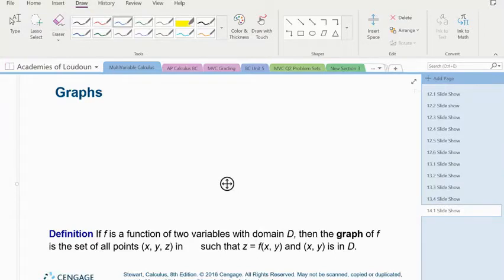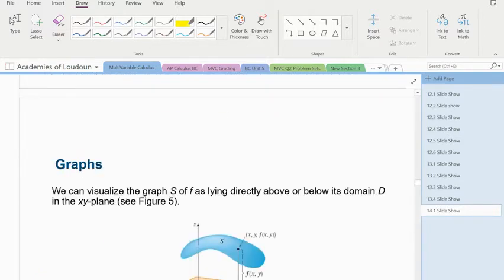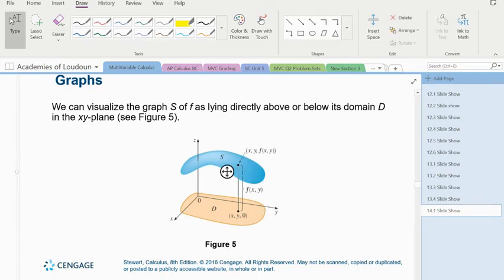Another way of visualizing the behavior of a function of two variables is to consider its graph. So we start with this definition. If f is a function of two variables with domain D, then the graph of f is the set of all points, and this should be in 3-space, such that z is a function of x, y, and x, y is contained in D. So just as the graph of a function of one variable is a curve with the equation y equals f of x, so the graph of a function of two variables is a surface S with the equation z equals f of x, y. So we can visualize the graph of S as lying directly above or below its domain in the xy plane, as shown in Figure 5.